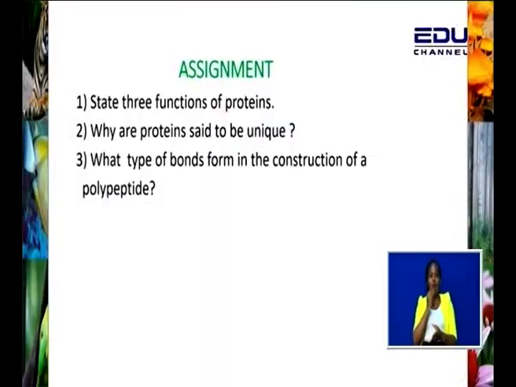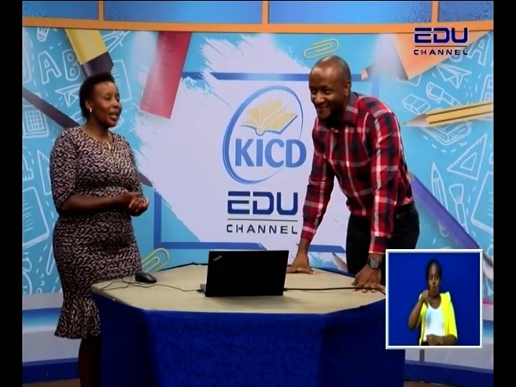Our assignment today. One, state three functions of proteins. Two, why are proteins said to be unique? Three, what type of bonds form in the construction of a polypeptide? The trick there is what type of bonds form in the construction of a polypeptide.